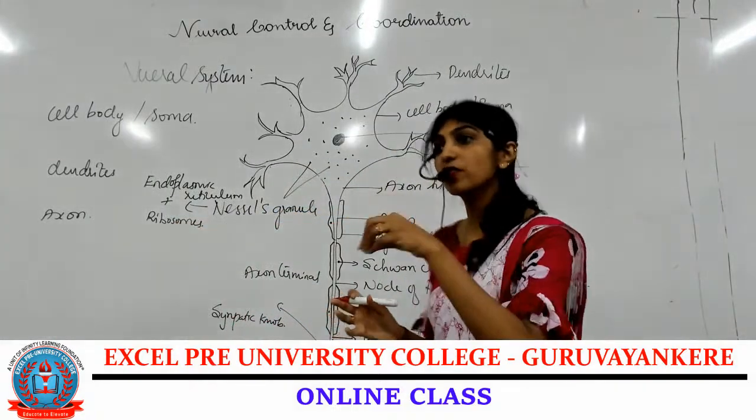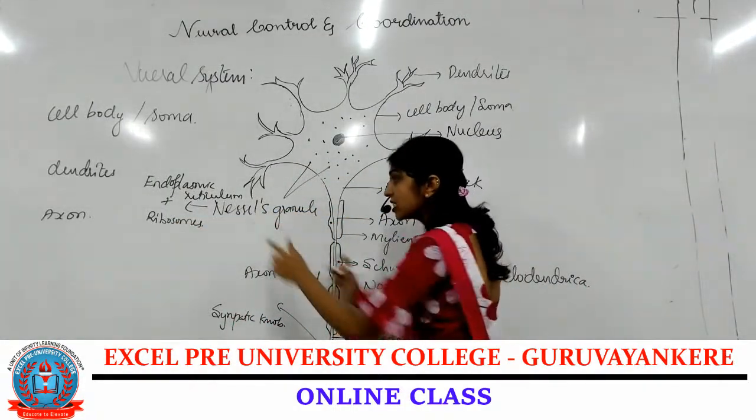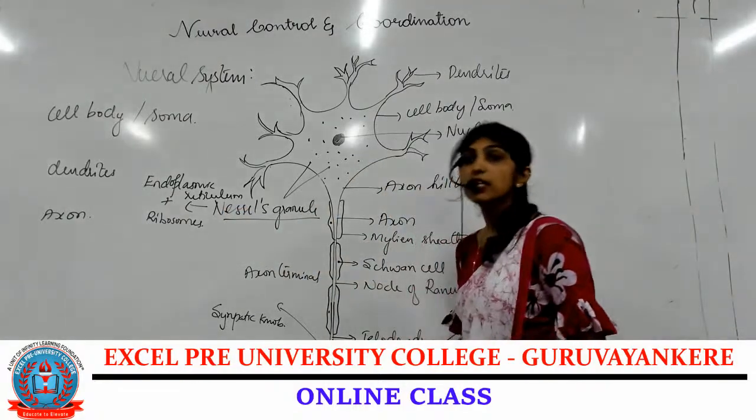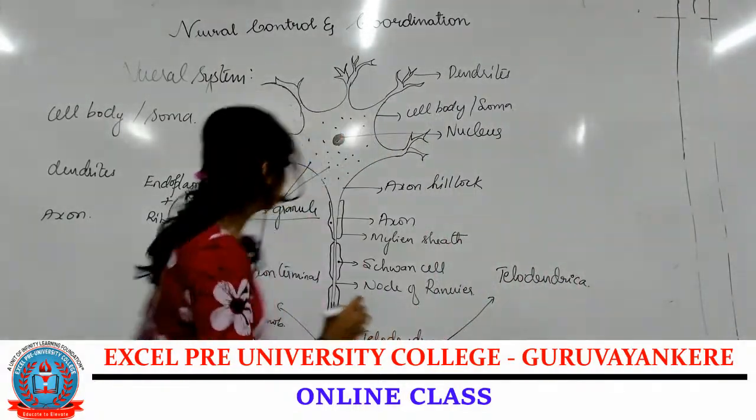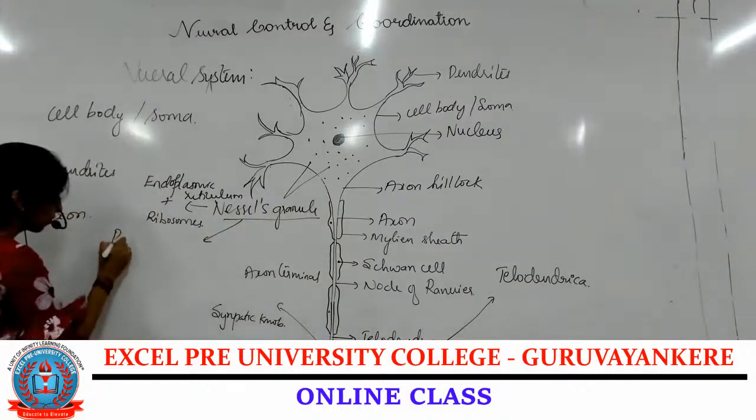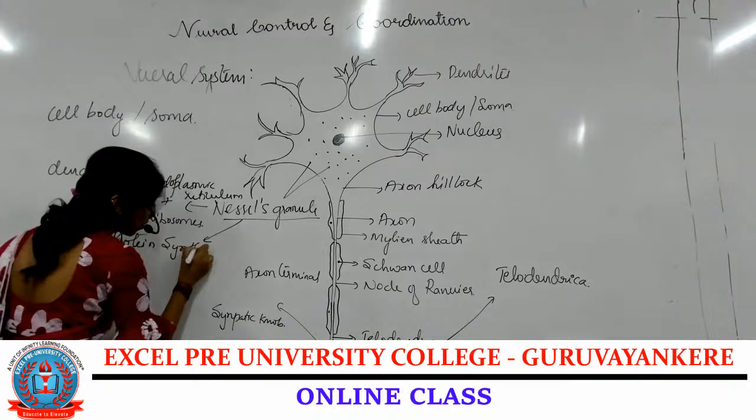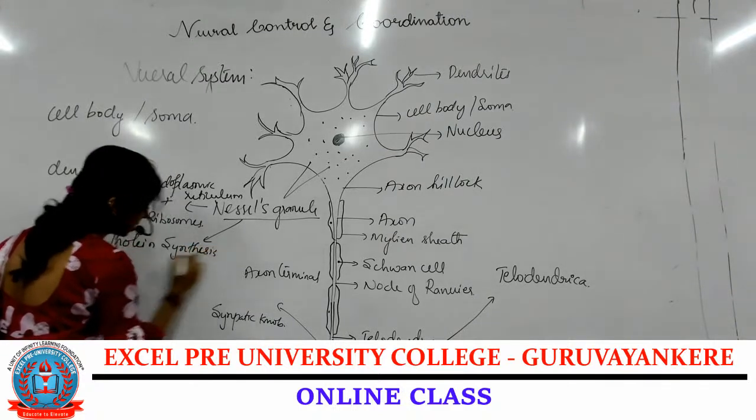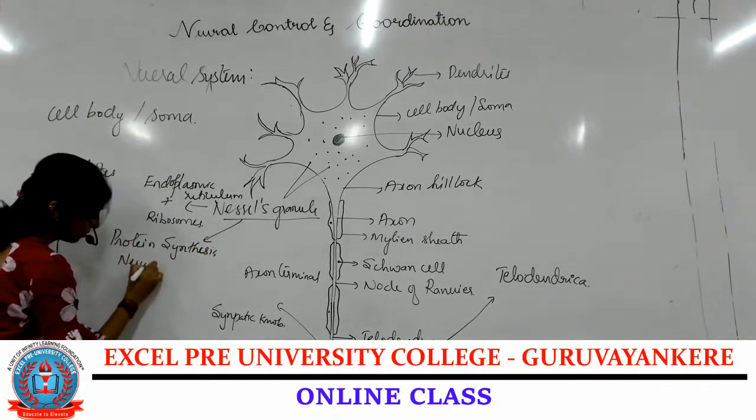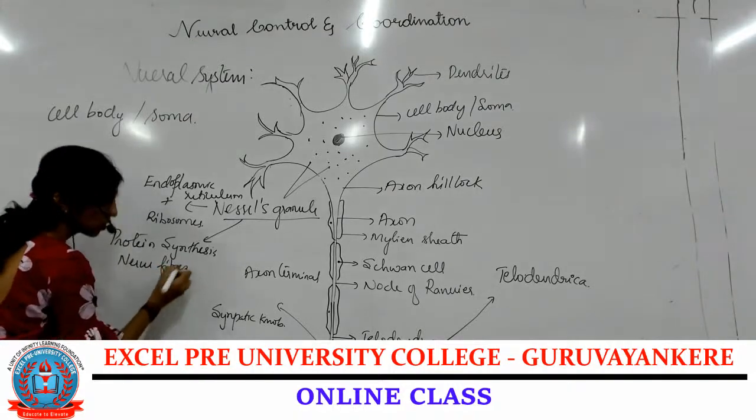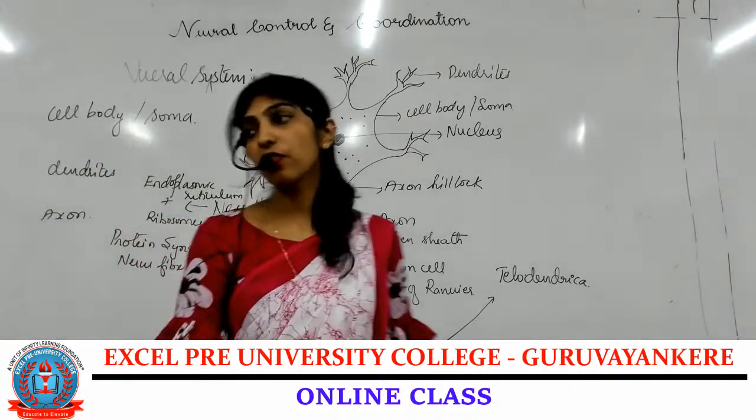Endoplasmic reticulum along with the ribosomes, we call it Nissl's granules. Their main function is protein synthesis. What is the main function? Protein synthesis and formation of nerve fibrils or nerve fibers. Formation of nerve fibers or nerve fibrils.